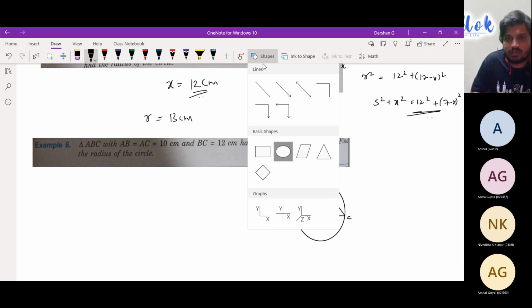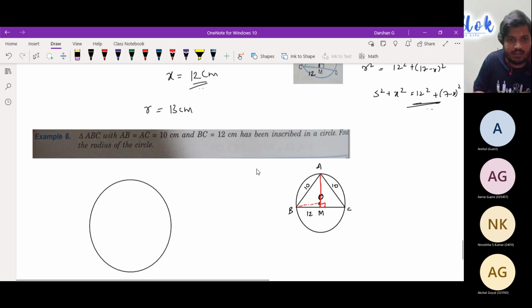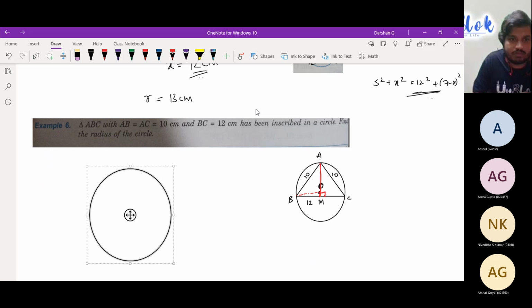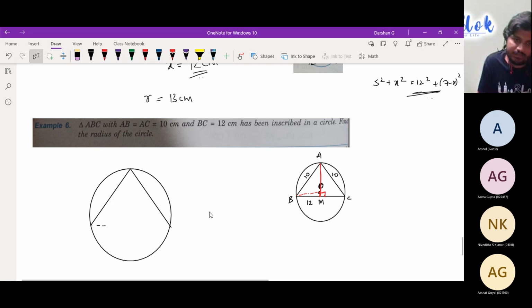I'll redraw it to make it more clear. So we have a circle here, and we have a chord, and we have one more chord, and BC is basically 12, and obviously it should not be the diameter, the reason being the diameter won't be 12 centimeter. Anyway, they've given us the diagram, not to worry. So 10, 10, this is 12, this is B, this is A, this is C.